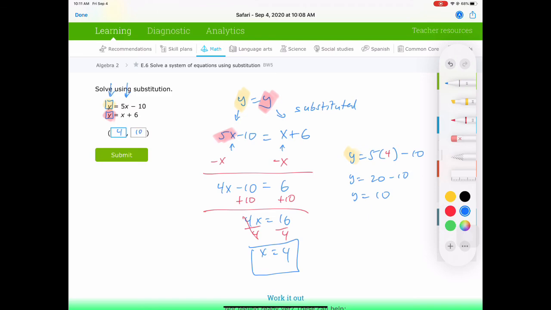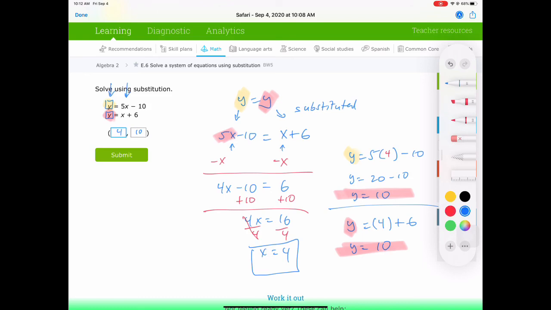Well, let's see if that worked for my second equation, if that was true also. So which equation do you choose? You get to choose whichever one you think is going to be easier. And that's really the judgment call for you. y is equal to x plus 6. We said x for sure was 4. And y is equal to 4 plus 6, which is 10. Hey, they're the same answer. And they should be.